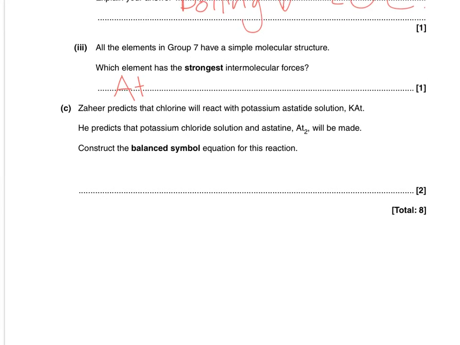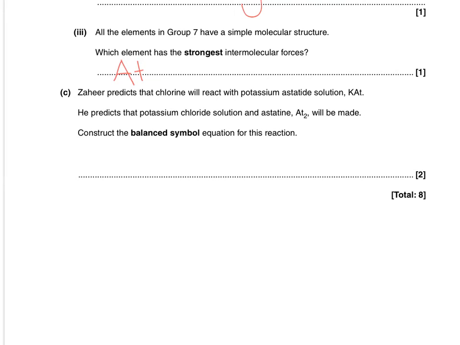Zahir predicts that chlorine will react with potassium astatide solution, KAt. He predicts that potassium chloride solution and astatine, At2, will be made. Construct a balanced symbol equation for this reaction. So here we go. You ready for it? Remember, 2 marks. You get 1 mark for writing out the equation. The 2nd mark is for balancing it.